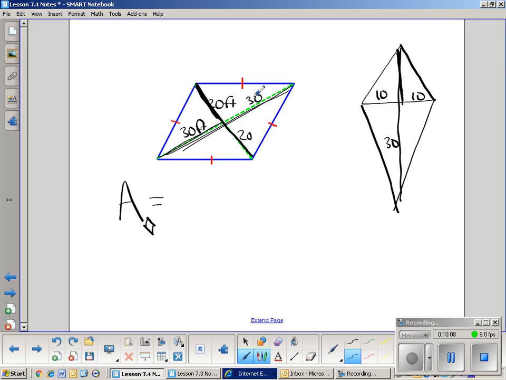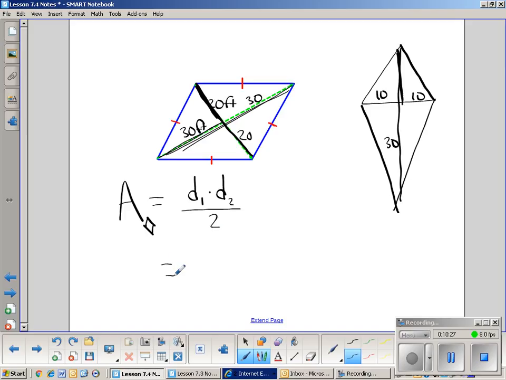So my formula, how do you like to write it? As a fraction or 1/2 times? I'm hearing both. I heard this one first. You write it the way you like it. It doesn't matter to me. Okay?